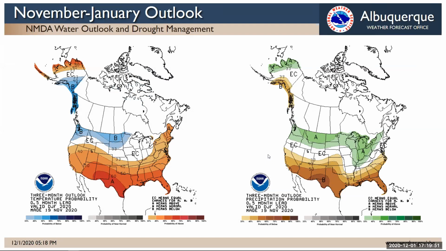So how these outlooks work is essentially we've got 3 chances of something happening. We can be above normal, normal, or below normal. Everything being equal, there's a 33% chance of that happening either way. You roll the dice, it's going to be one of the 3. What we're doing in these graphics is we're weighing that dice.